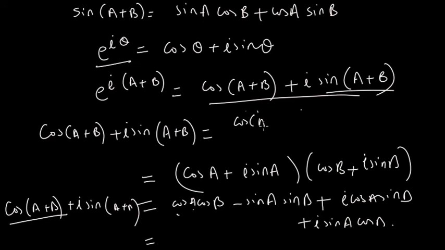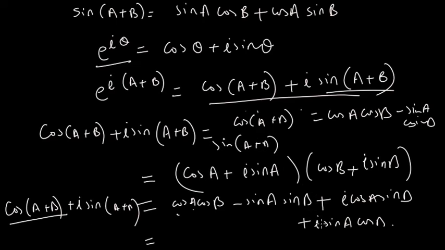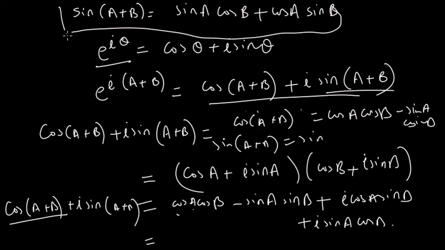cos(a plus b) is equal to cos a cos b minus sin a sin b, right? Because I compared the real term, so I get this value. Similarly, sin(a plus b) will be what? Taking iota common, this will be sin a cos b plus cos a sin b, right? So I get this value, sin a cos b plus cos a sin b, from Euler's formula.